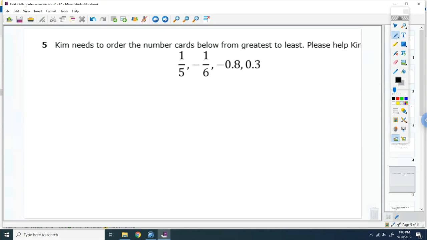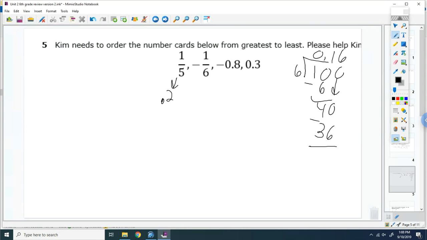Okay, number 5. Kim needs to order the number of cards from the greatest to least. Please help Kim. Okay, so we already know 1/5 is 0.2. And then I changed 1/6 to a decimal. So 6 goes into 1, 0. So 6 goes into 10 once. 4. 6 goes into 40. Sorry, I just had it blank. 6 times 36. And that's a 4 again, so it's going to be repeating. So this will be negative 0.16.